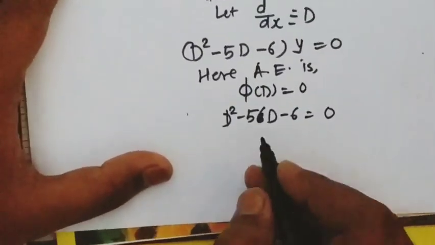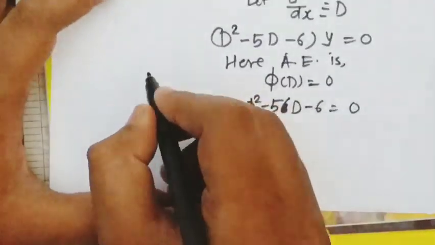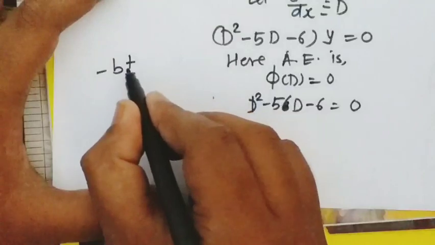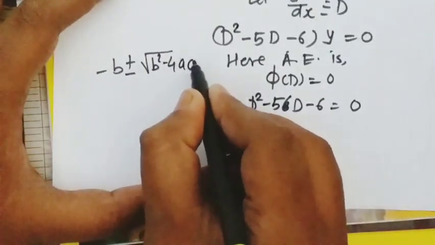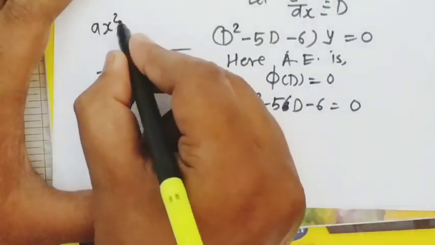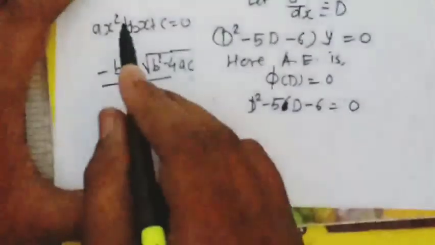The next thing we have to do is find the roots of this. Whenever we have a second degree polynomial, the roots can be determined using this formula: minus b plus minus square root of b square minus 4ac, divided by twice a, where the second degree polynomial is ax square plus bx plus c equal to 0.